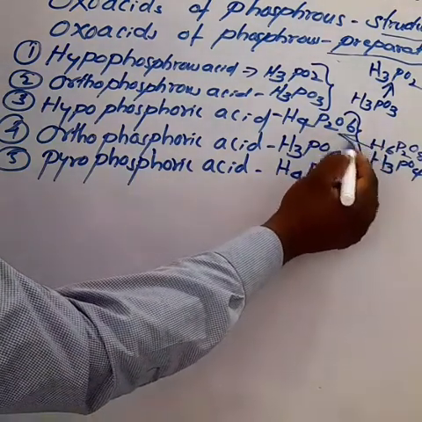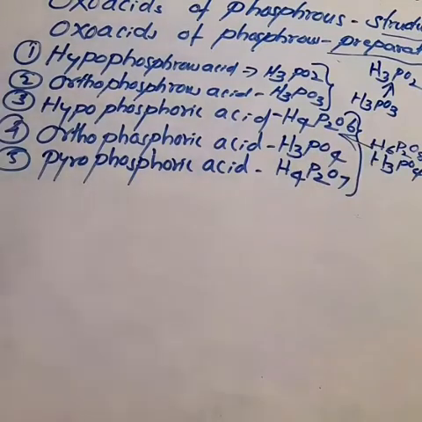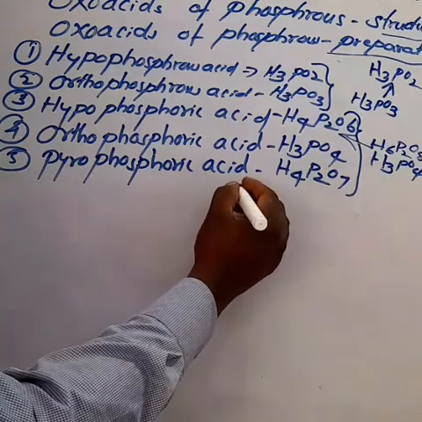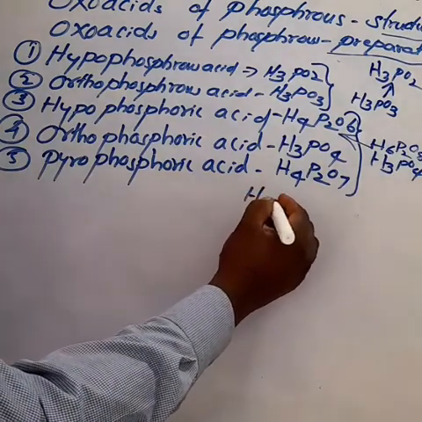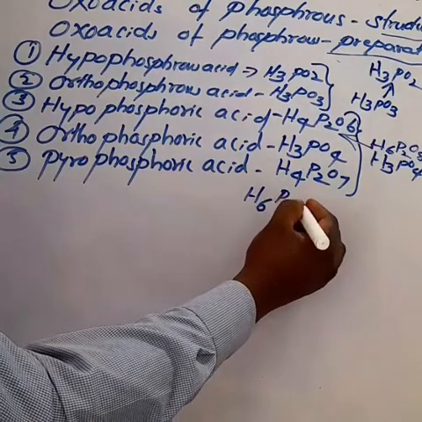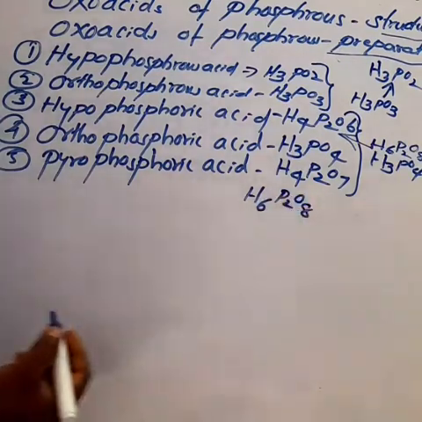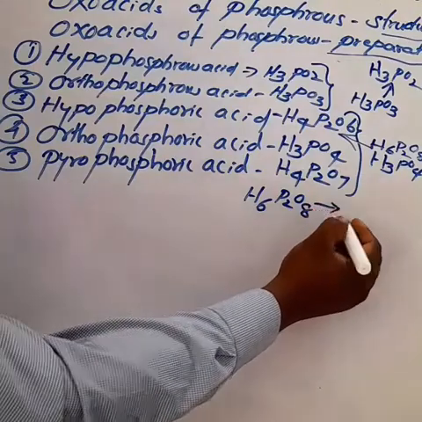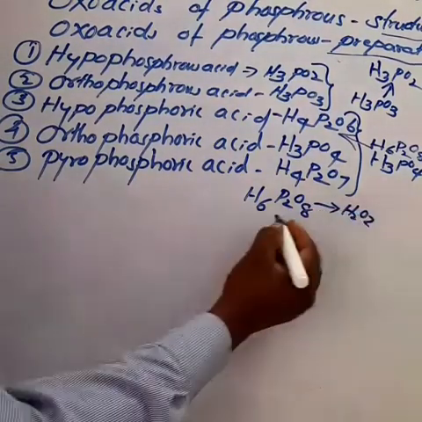H4P2O6. Can you remember? First you have to write the phosphoric acid multiplied by 2. What is the phosphoric acid formula? H3PO4 multiplied by 2. So what is the formula? H6P2O8. Removing one hydrogen peroxide. So what is the formula? H4P2O6.